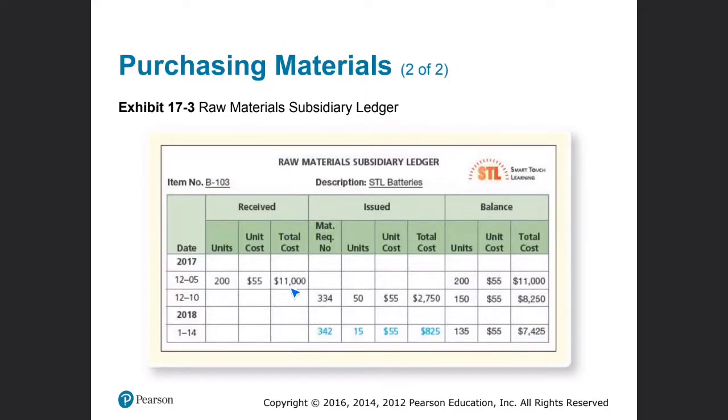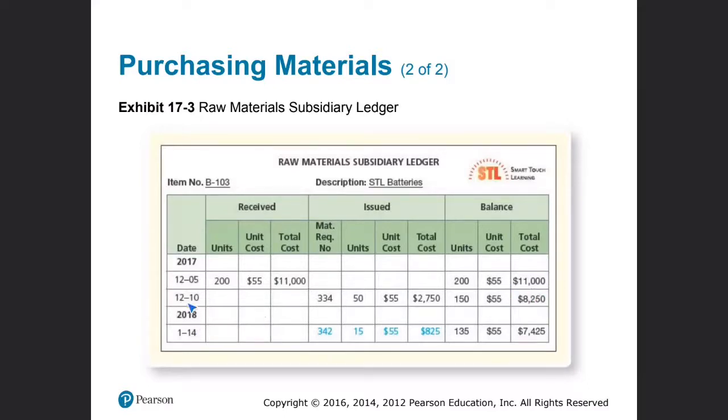How did we get the $11,000? You take 200 times 55 equals the 11,000. Good job. And so that's what happened on December 5th. We received this. So then we're going to go all the way over here to where our balance is, and we don't have any prior balance. So for our balance, we're going to have 200 units at $55 per unit, and the total cost is $11,000.